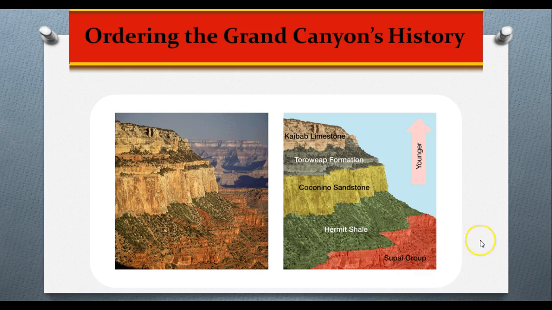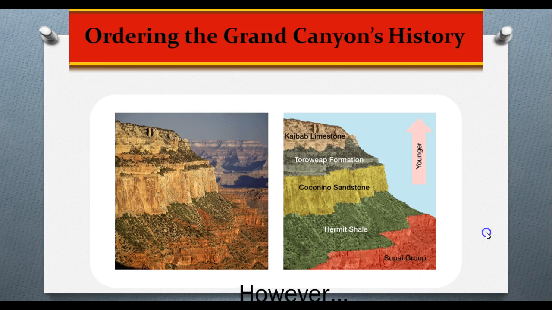So you can see here in the Grand Canyon's history, here's a pretty picture of the Grand Canyon. Here are the different rock layers that were deposited. And the law of superposition tells us that this limestone layer is the youngest. And this layer, the Supai group, is the oldest. So it goes younger as you go up, as long as nothing has happened to disturb the layers.